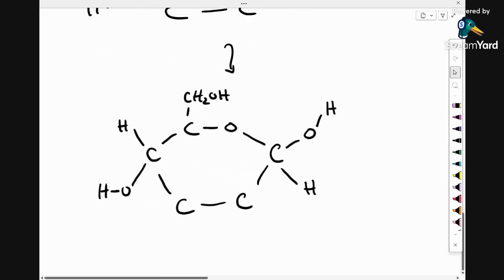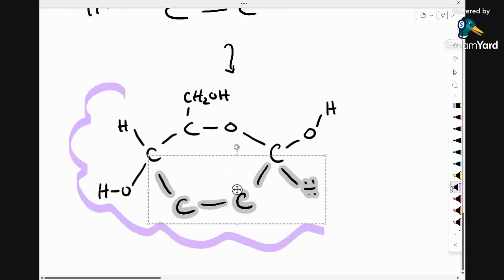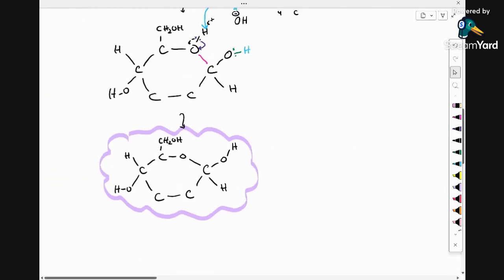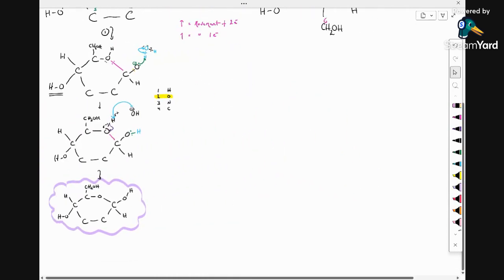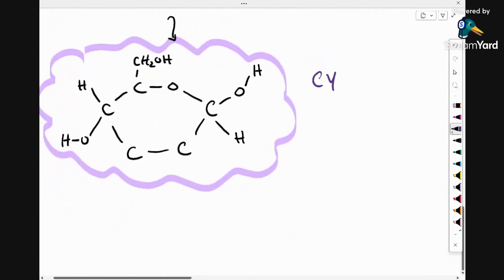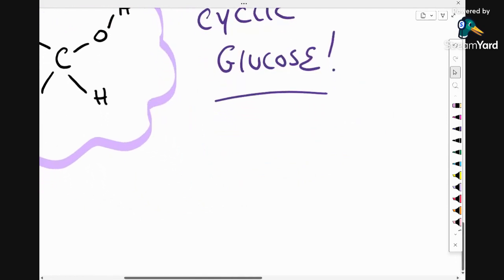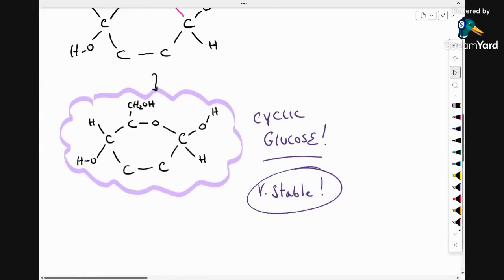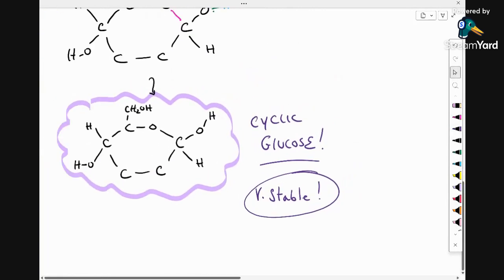And this is our final completed structure of cyclic glucose. So this is what happens to glucose in solution, this whole reaction mechanism here, to turn it cyclic. So this is what we now refer to as cyclic glucose. And the reason that this forms is because it is very stable. This is far more stable than keeping it in its linear form.